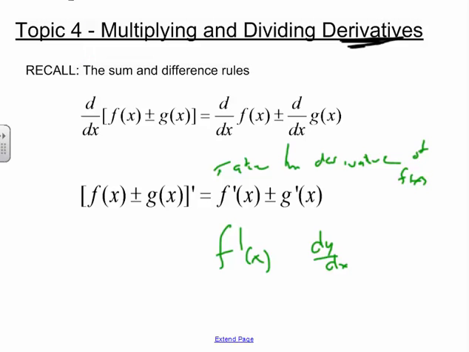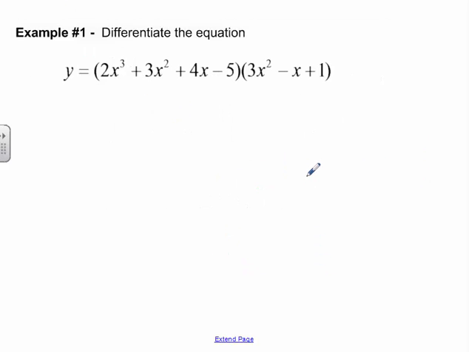So anyways, let's hop into our first example here. I would like for us to differentiate, which is the verb we use for taking a derivative of this equation. Right off the bat, this is a little more challenging because we really have two different factors, and they're not binomials. One's a four-nomial, and one's a trinomial. So the best thing for us to do would be to distribute.